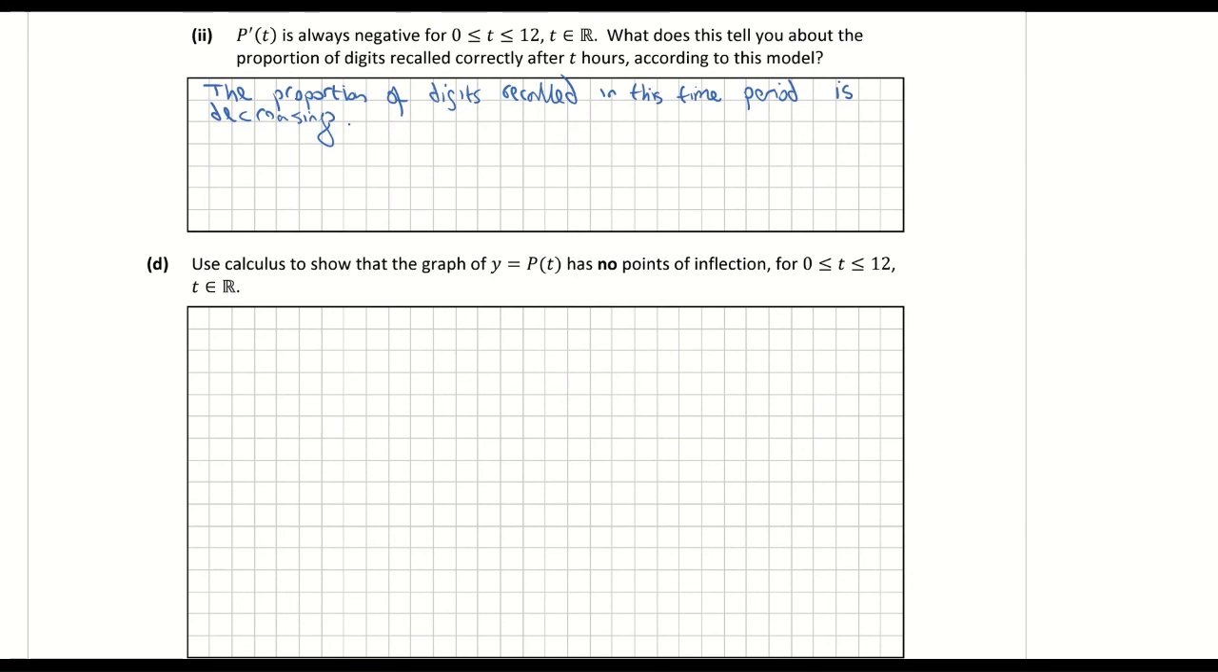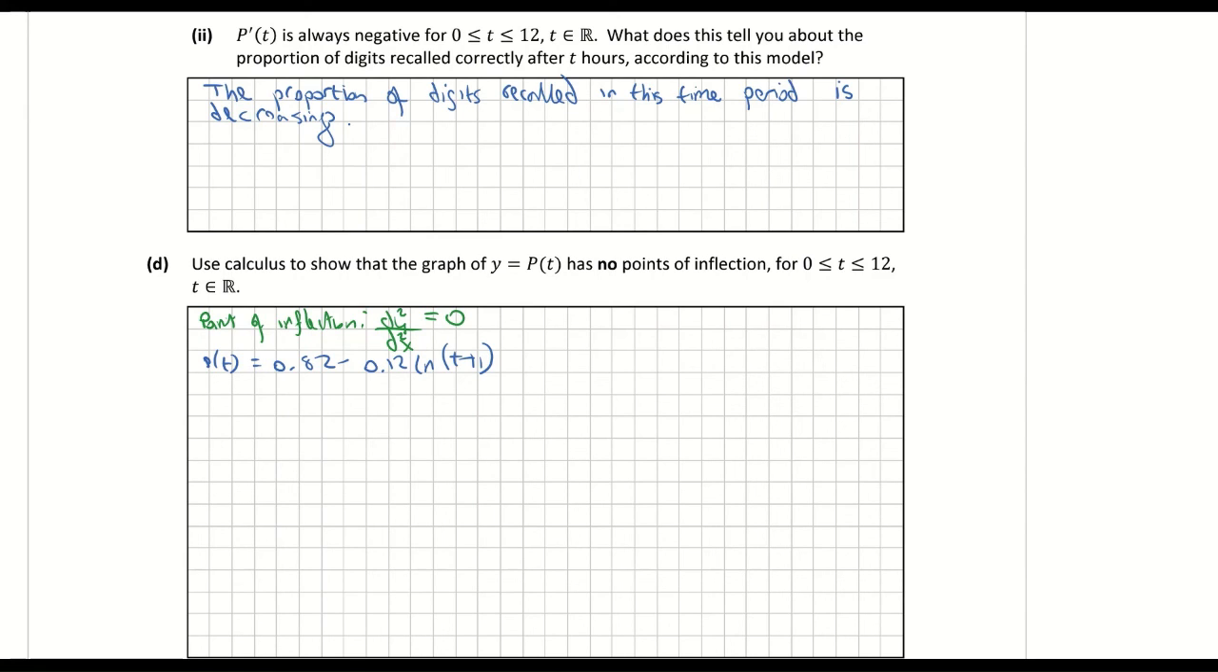Moving down then to part D, use calculus to show that the graph of y equals p of t has no point of inflection. So just recall here, how do we actually show or find the point of inflection? The point of inflection is found when your second derivative is equal to 0. So when you solve your second derivative and let it equal 0. Now our function p of t from the previous page is 0.82 minus 0.12 ln of t plus 1.